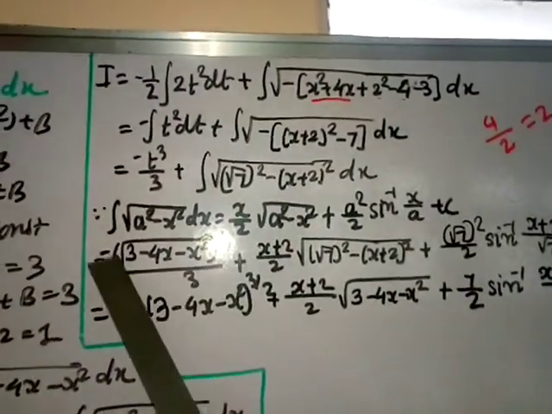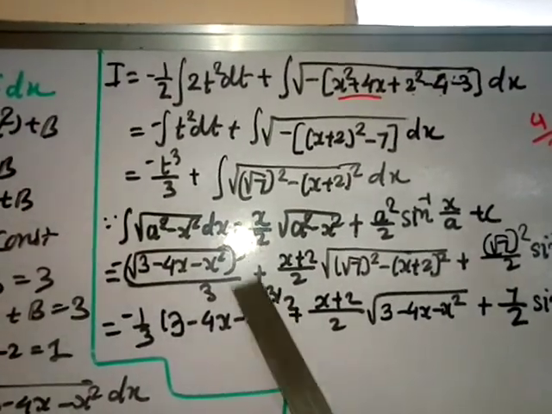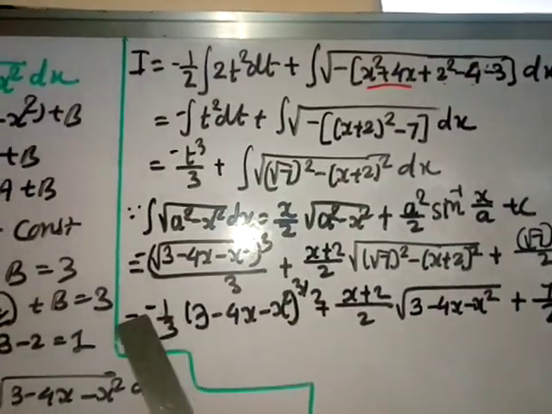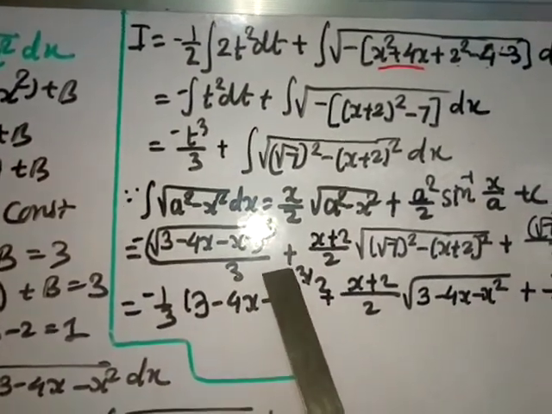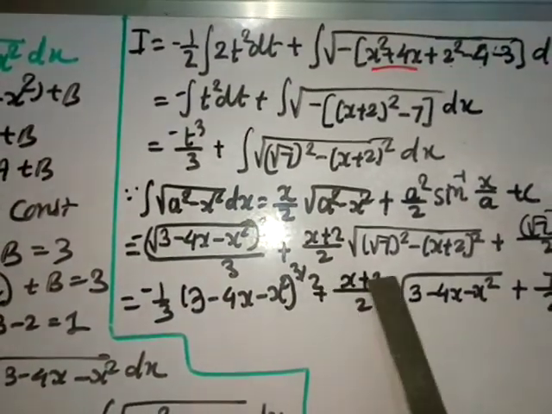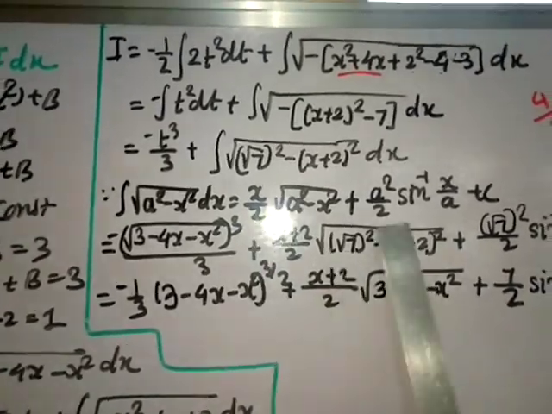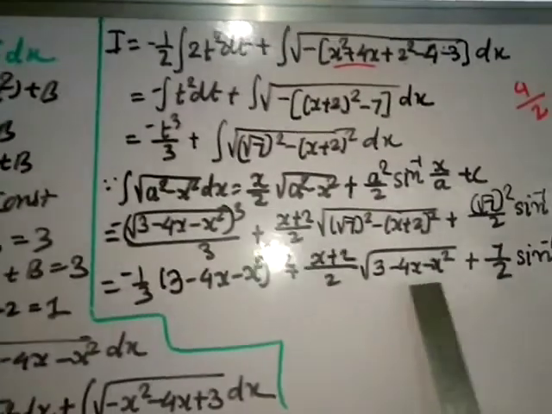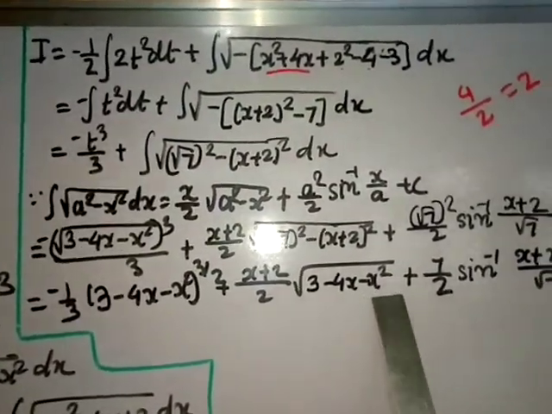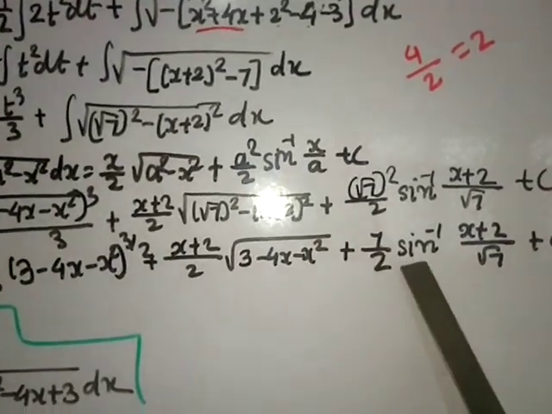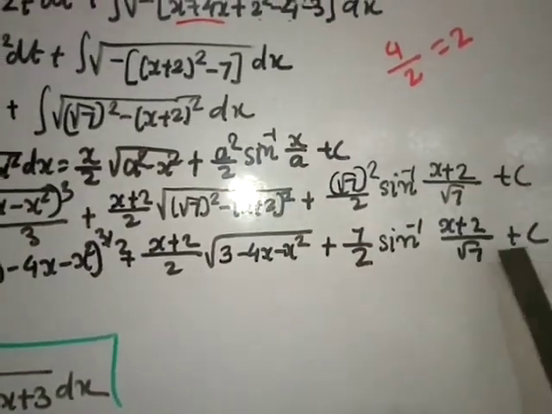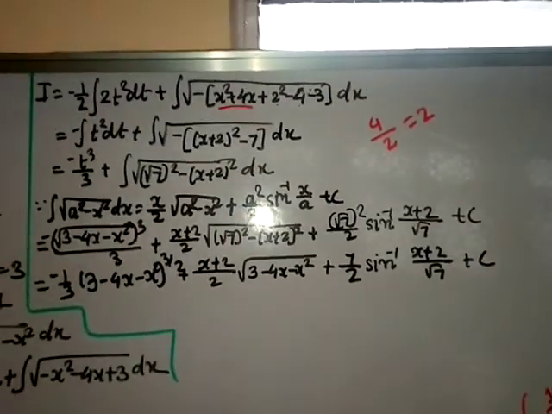Now just simplify. So root power you can write as 1 by 2. 1 by 2 into 3 gives you 3 by 2. So minus 1 by 3, 3 minus 4x minus x square power 3 by 2 plus x plus 2 by 2 square root of this. This is actually we have derived from the same one. So I am putting back that value. 3 minus 4x minus x square plus root 7 square is 7 by 2 sine inverse x plus 2 by root 7 plus c. So that is the answer for question number 14.